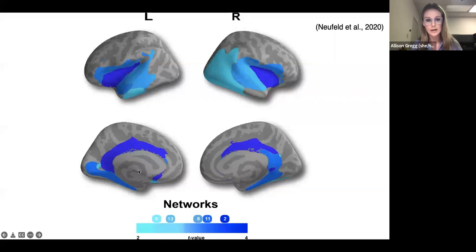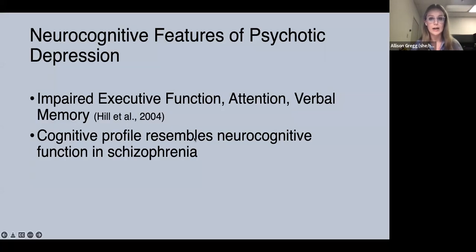So then thinking about the way that neurobiology might inform the neurocognitive impairment, we can start to consider that neurocognitive profile. Evidence suggests that differences in neurocognitive function between the subtypes particularly affect psychotic depression. And we see this impairment in executive function, attention, and verbal memory most profoundly. Perhaps what I find to be the most interesting component of this is that the cognitive profile ends up really closely resembling that of schizophrenia.